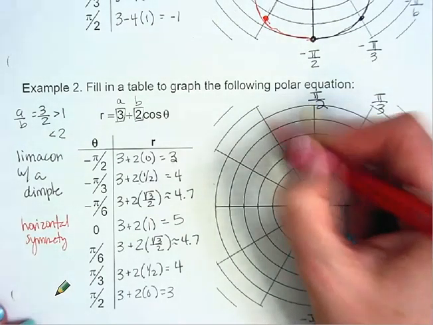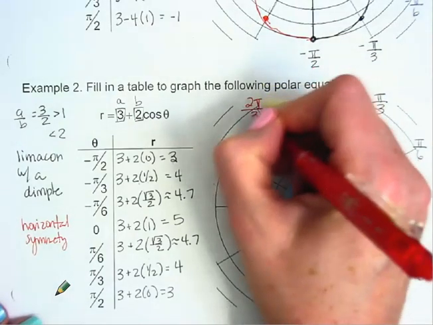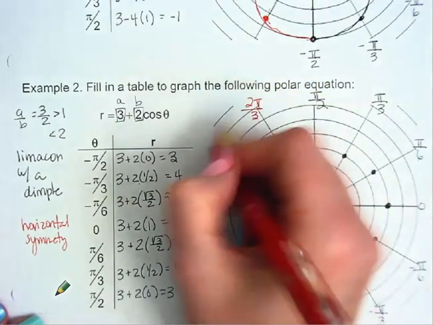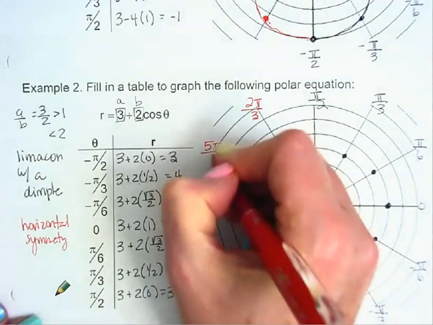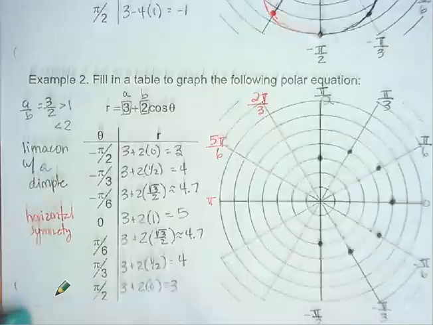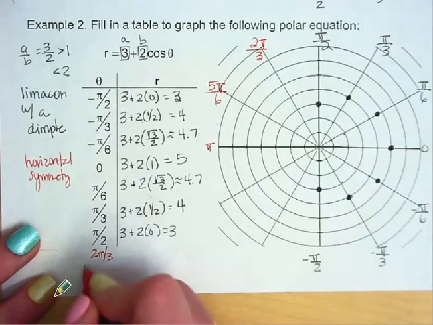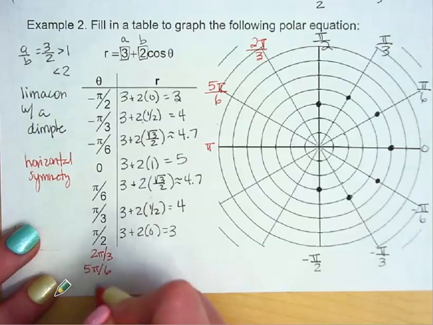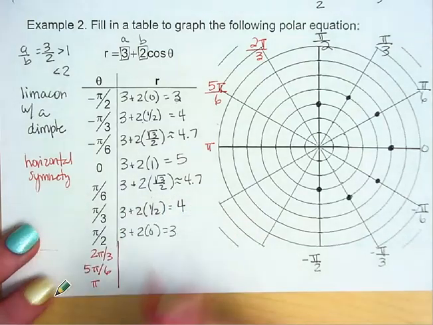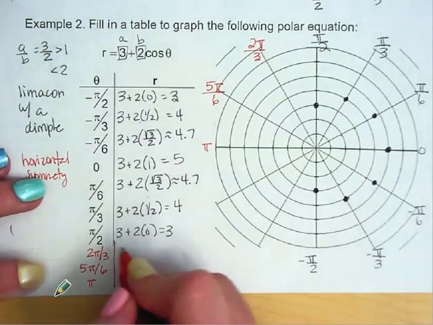So this pole right here is at 2 pi over 3. This one is 5 pi over 6, and this one is pi. So I'm just going to add these to my table to get those new R values. I'm just going to do the same thing I have been doing.